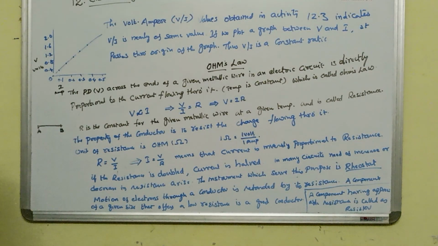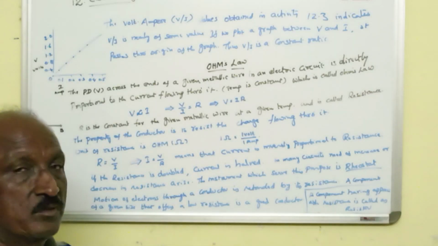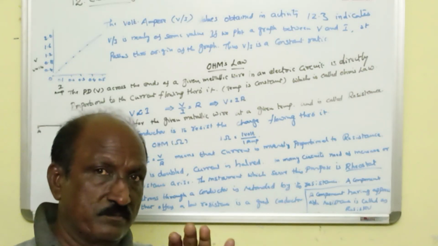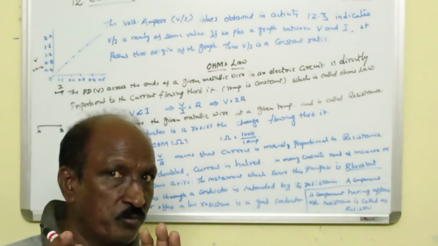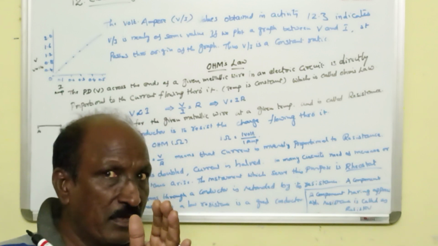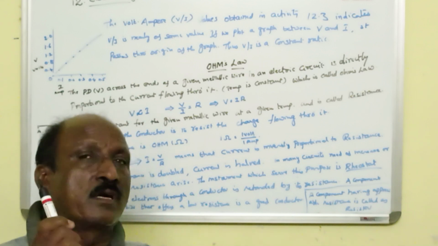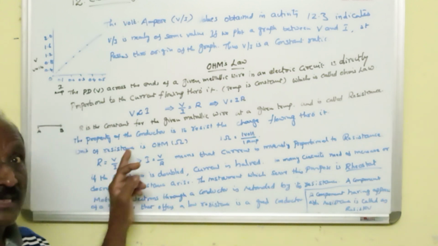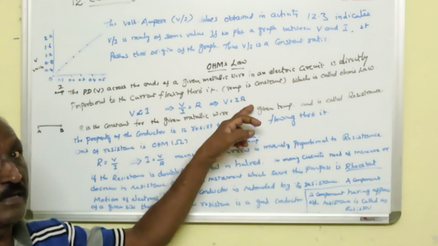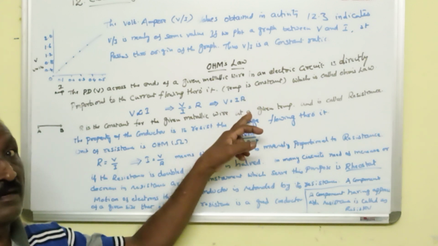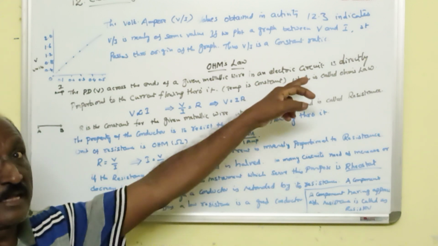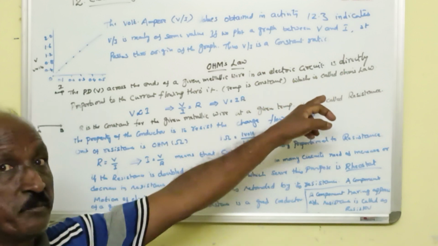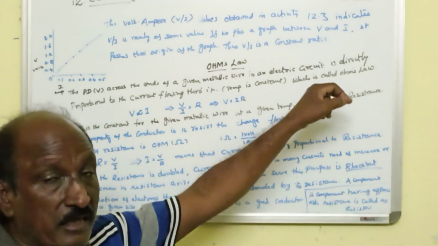Here voltage and current are both varying. We are varying two parameters, voltage as well as current, so that the ratio of V by I is constant. We are getting the value of V by I in the last column of your table in the 12.3 activity.